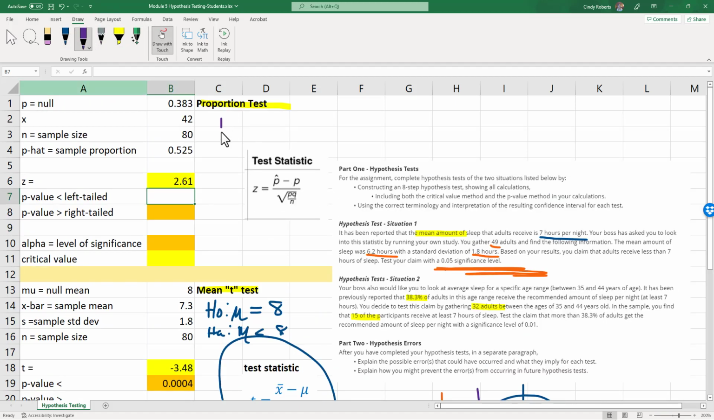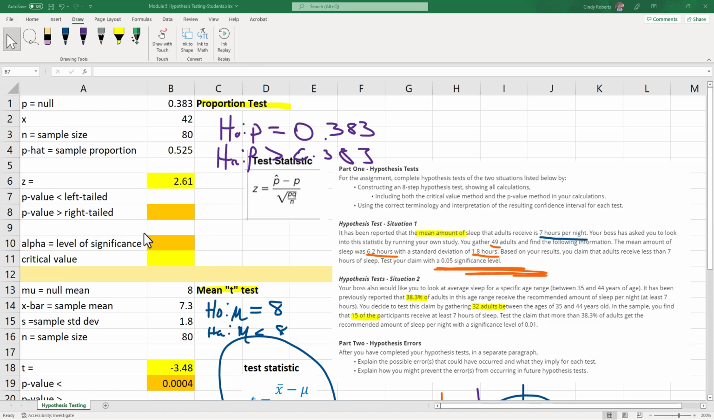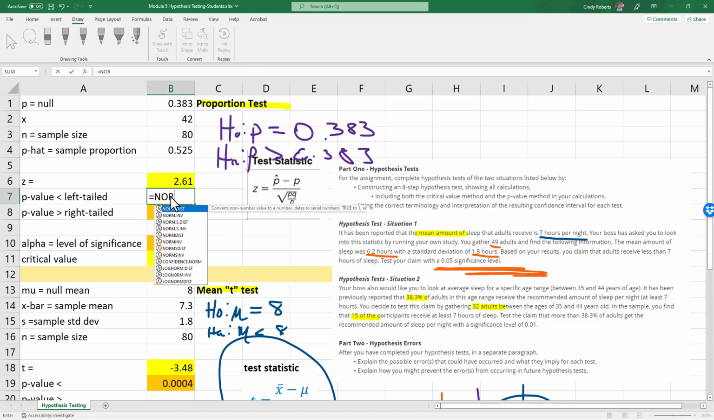So my null is a proportion, and I'm saying that proportion here, so the claim is more than 38 point, whatever that number is. But now I'm looking at more than. So this alternative is going to be a greater than. If you remember, when we do greater than, we have to do 1 minus the probabilities. All right, let's do it.